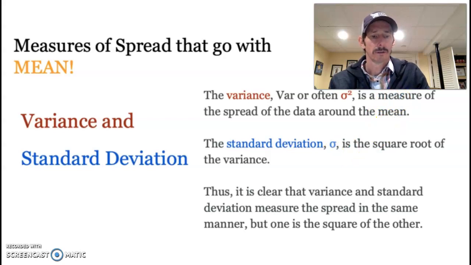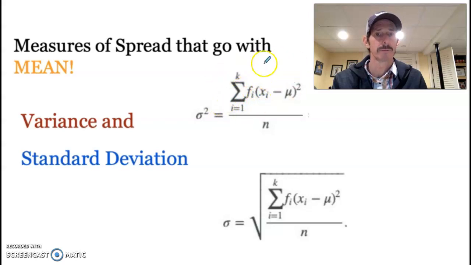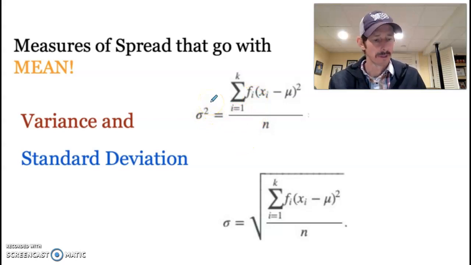So this is the formula for the variance. Notice that sigma squared, this little f is in here. If you had a frequency table, this would be the formula that you would use for the sigma squared, for variance. If you did not have a frequency table, and you just had data values, then this wouldn't be there. I'll get rid of that.